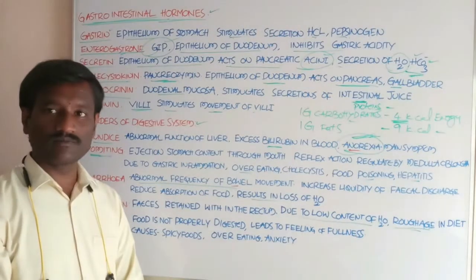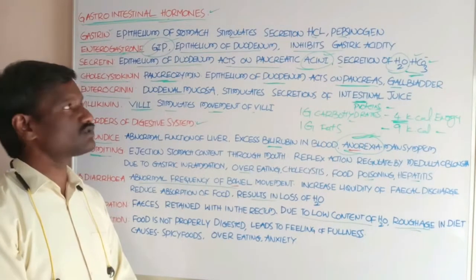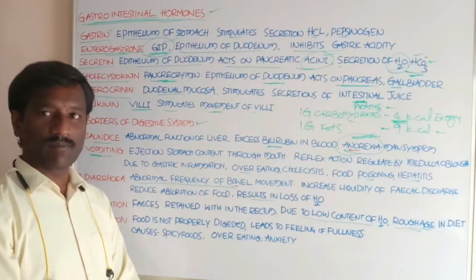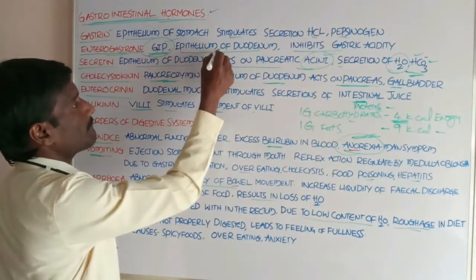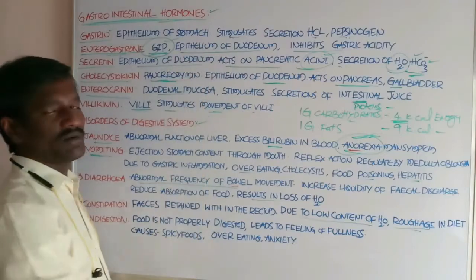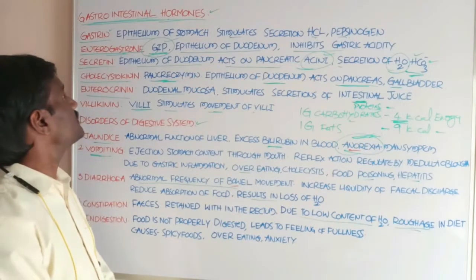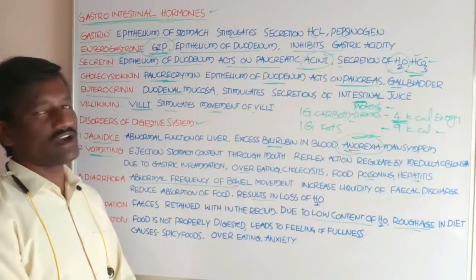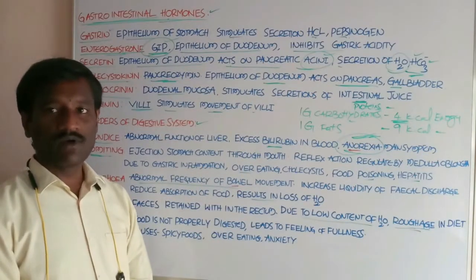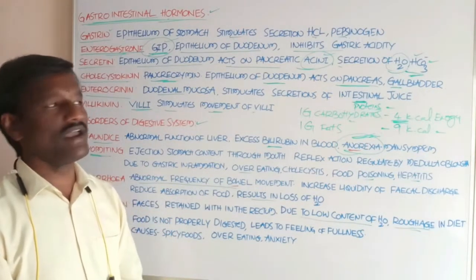Okay students, another one is enterogastrone. What about enterogastrone? Enterogastrone is also called gastric inhibitory peptide. It is secreted from the epithelium of the duodenum, meaning the mucosal epithelium present in the duodenum secretes enterogastrone. What is the function of enterogastrone? It inhibits gastric acidity. The level of HCl in the gastric juice is decreased by this hormone.